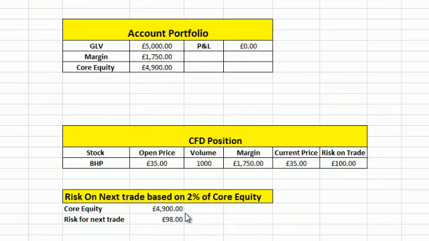Now, still continuing to run on the idea of risking 2% based on our core equity, then that means for the next trade, we're willing to risk £98 because that's 2% of our new core equity figure, which is £4,900.